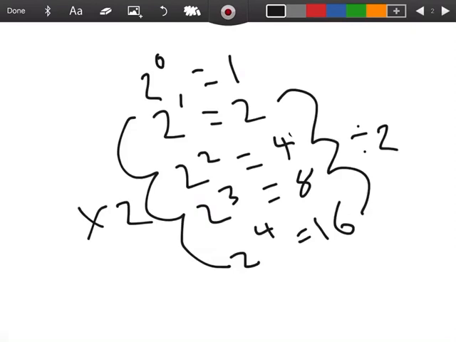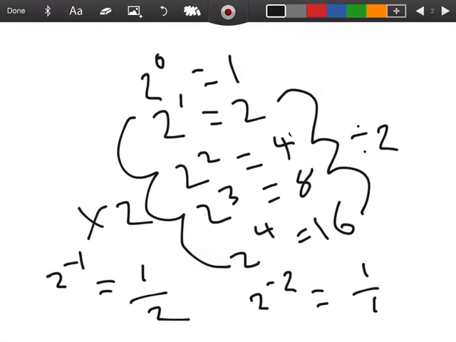But it doesn't stop there. We can go 2 to the power of negative 1 equals 1 divided by 2. There. 2 to the power of negative 2 equals 1 over 4. Right? That is correct, isn't it? Yeah. So let's go on to factorials now. And using the same technique as before.